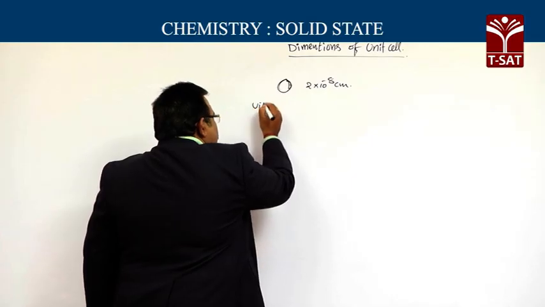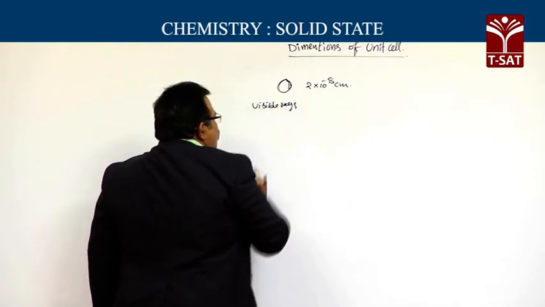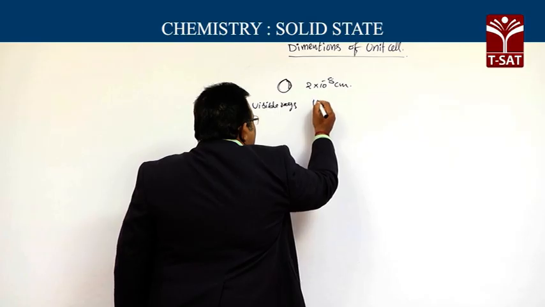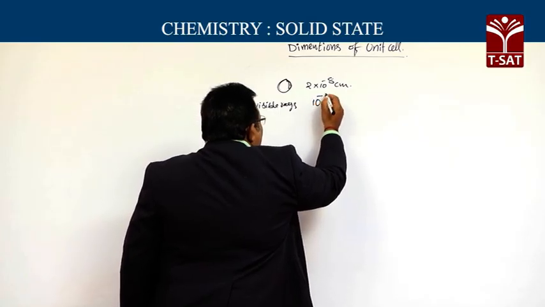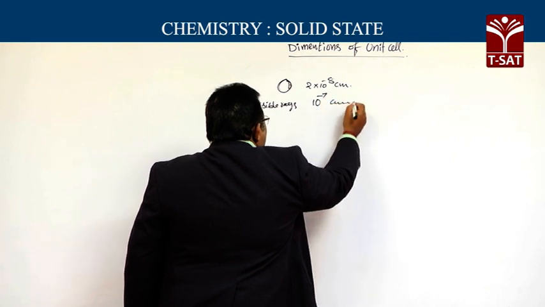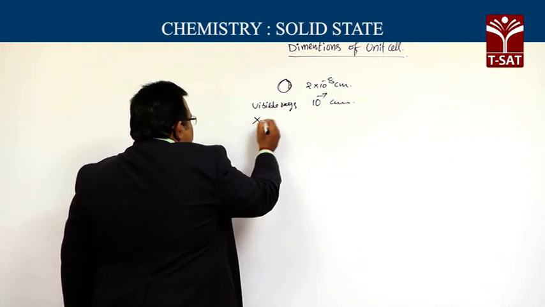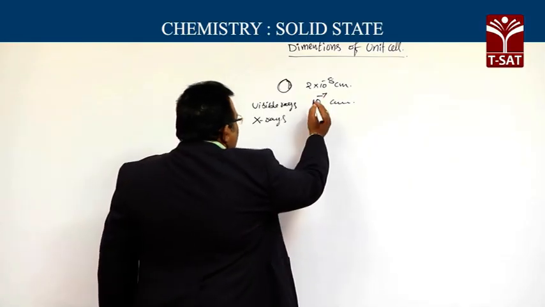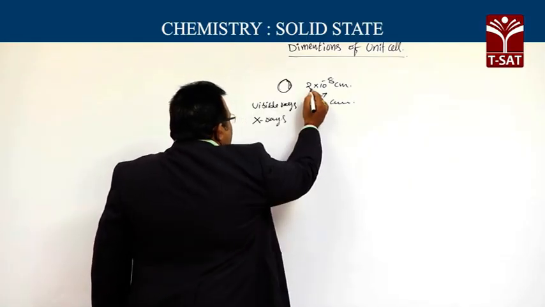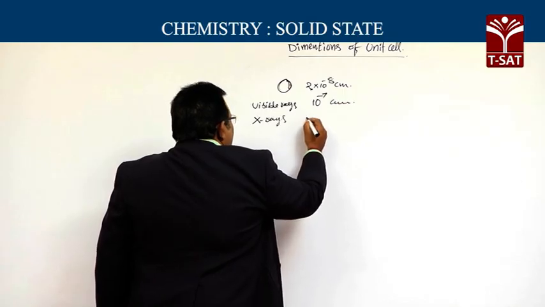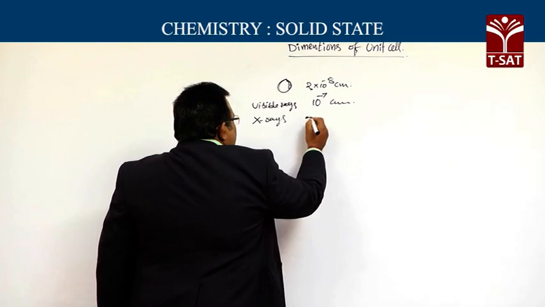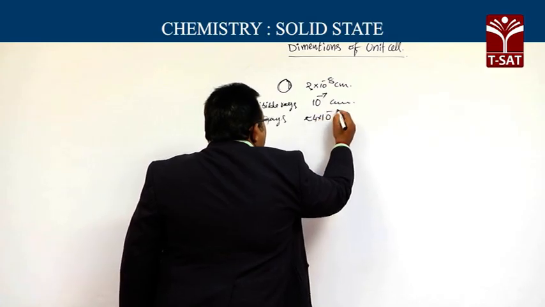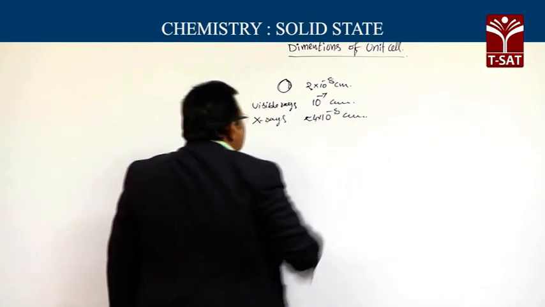The visible rays' wavelength is more than this, that is 10 power minus 7 centimeters like that, whereas X-rays' wavelength is a little bit lesser than this dimension, that is nearly 4 into 10 power minus 8 centimeters.